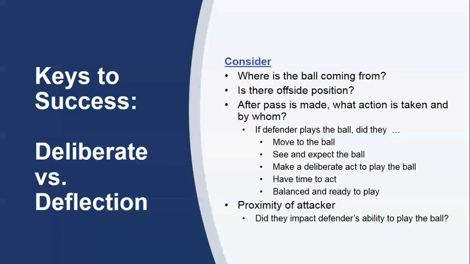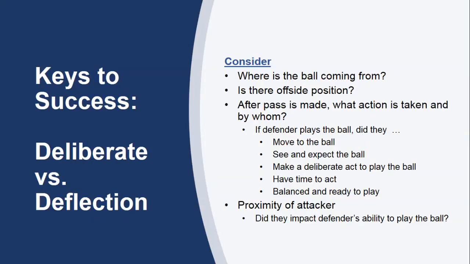So you have to consider, where is the ball coming from? What proximity? Was it close? Was it far away? Also with deliberate versus deflection, is there an offside position? Obviously, if there's no offside position, you're going to keep your flag down. But if there was an offside position, did they gain an advantage from it?